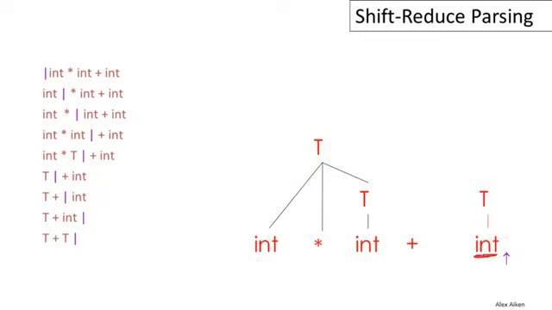So here we reduce int, and then we reduce t plus t. Oh, forgot. We first reduce t to e, and then we reduce t plus e back to the start symbol.